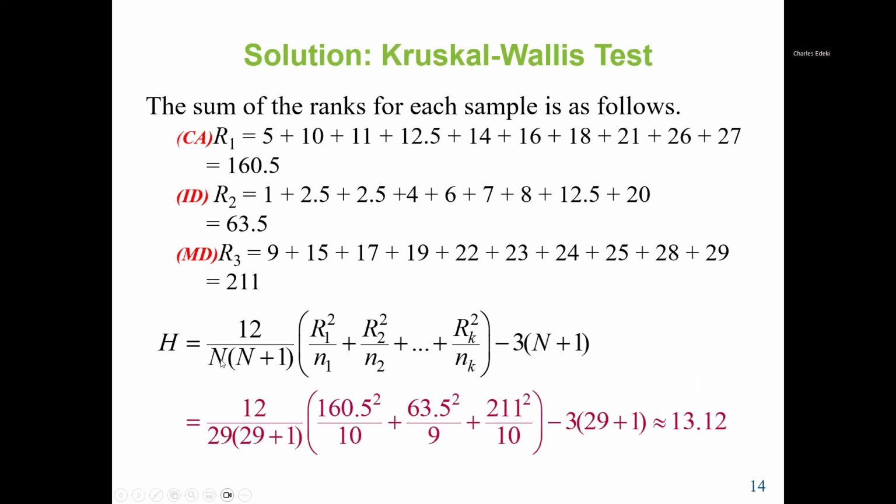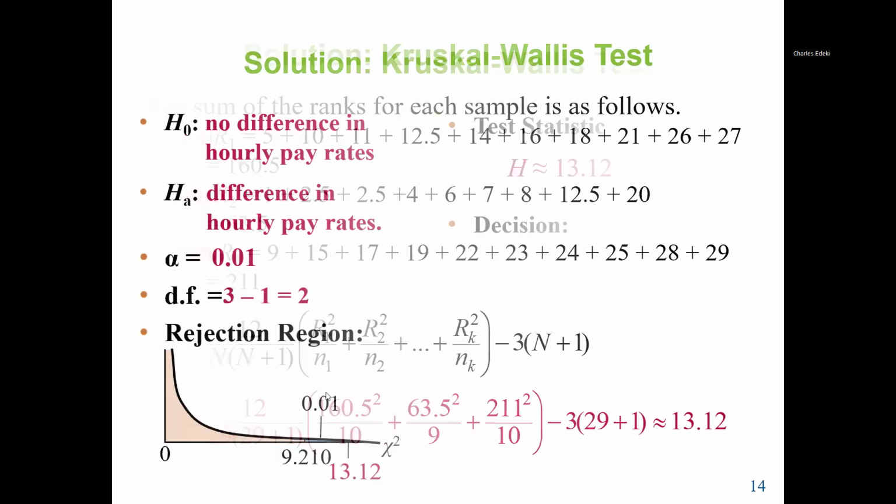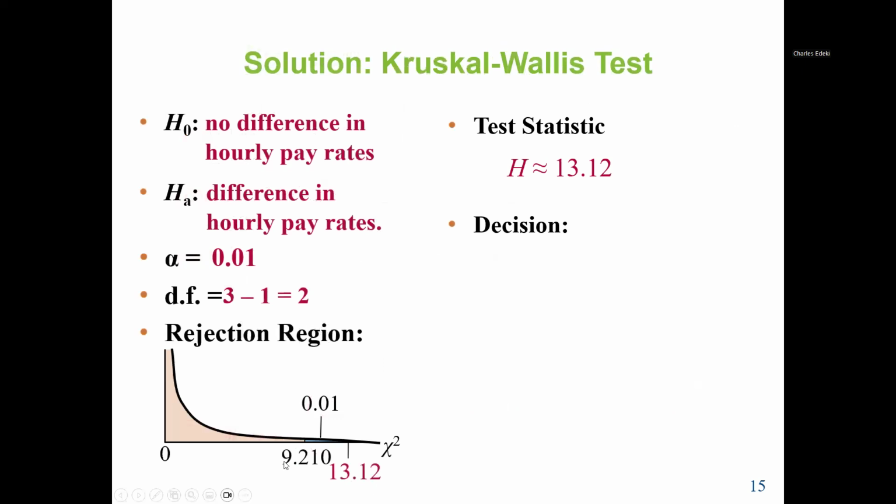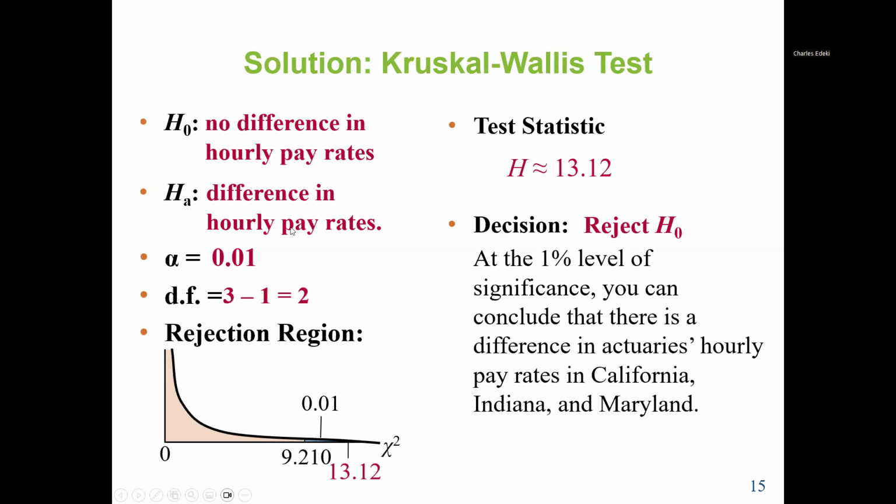So we plug in the value for uppercase N, 29, and the sum of the rankings. That roughly gives us H equals 13.12. So let's go back again. We know the critical value is 9.210 from the chi-square distribution table. So this means the test statistic, H, is greater than the critical value, which means we are going to reject H0. So H0 is rejected. In this case, if we reject H0, it means there is a difference in hourly pay rates.